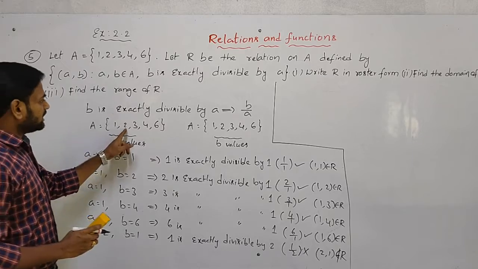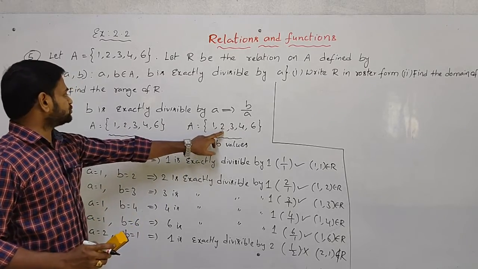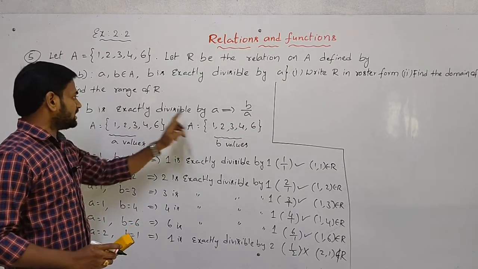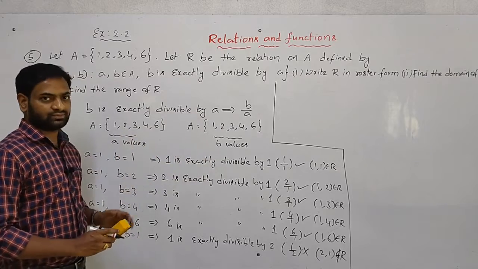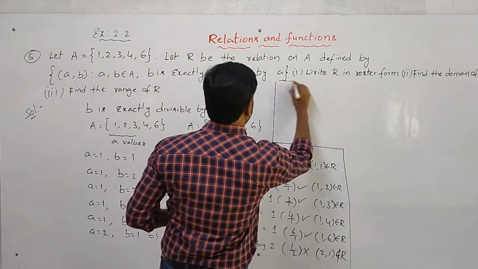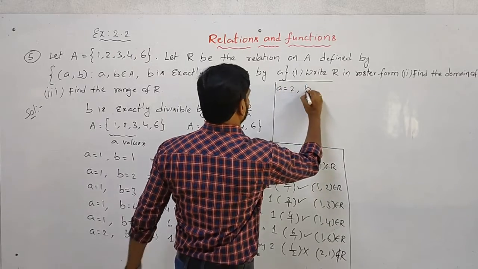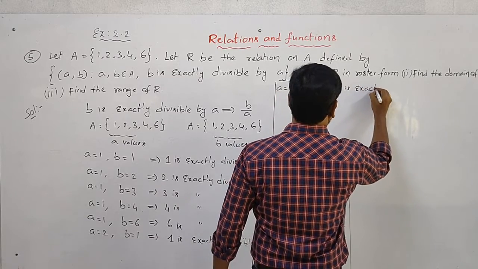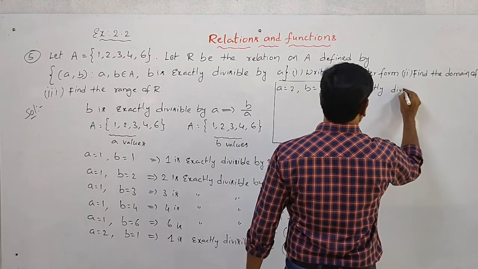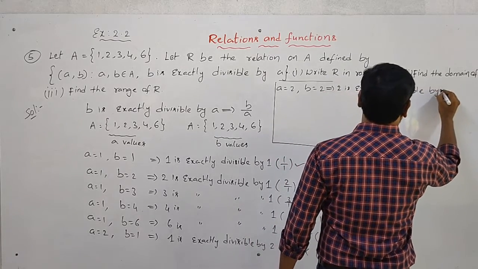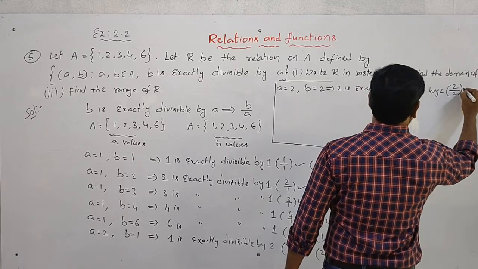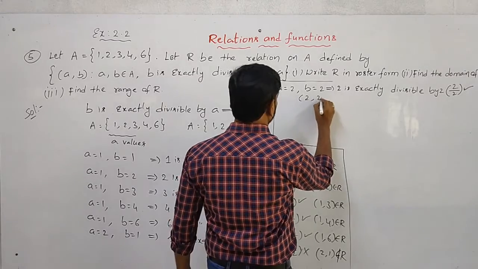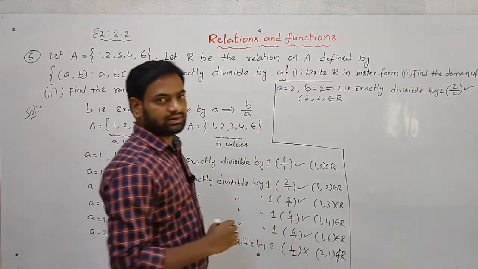A value 2 complete with A value 2. So 2 is divisible by 2. B value, this B value. B is exactly divisible by A. So 2 is divisible by 2. Yes, correct. I can take that one. That is A value 2, B value 2. So this implies 2 is exactly divisible by 2. That is 2 by 2. So it is possible. When it is correct, 2 comma 2 belongs to the relation.